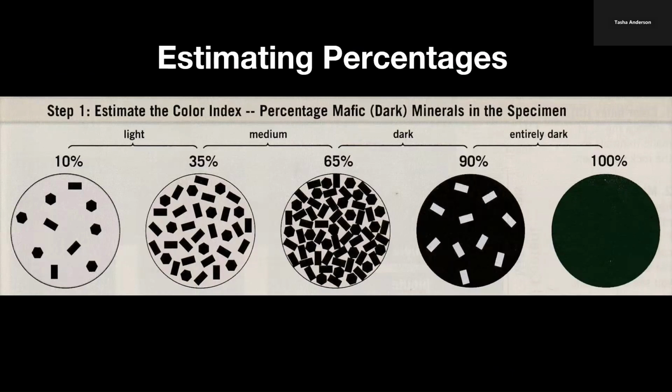This is an example of how the percentage of mafic minerals in a rock can influence its appearance. As the mafic content increases, the overall color of the rock becomes progressively darker.